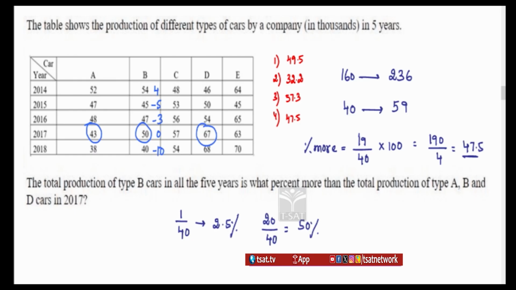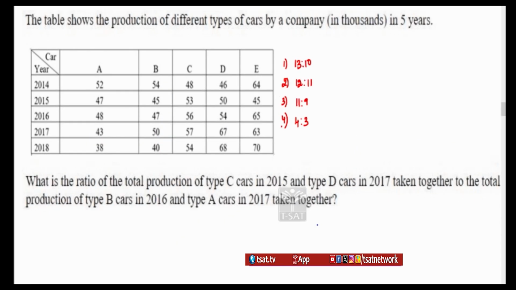Same thing if I ask you what is 21 by 40, then you have to add both. Then you can say it is 52.5%. So you have to work a little bit more on fraction. How do we convert fraction to percentage, so that in data interpretation it will be more and more easy for you to do it. Look at another question on the same graph.